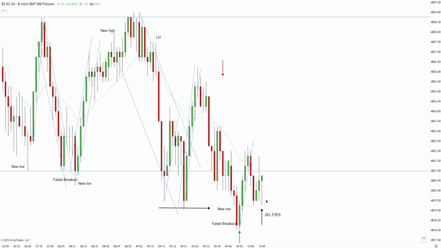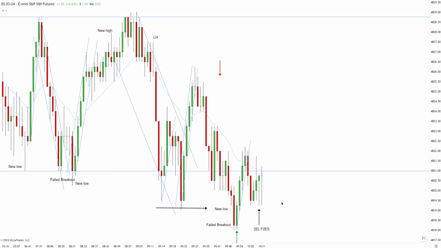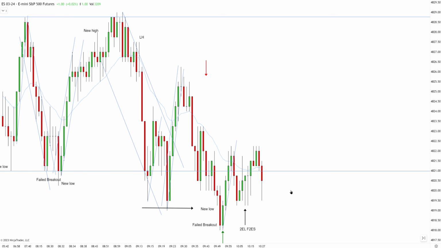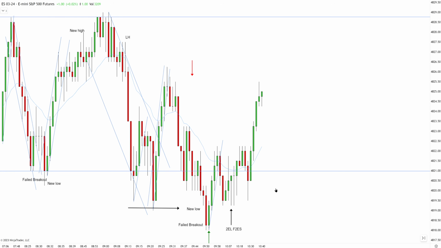Remember, when you're buying, your stop loss goes always one tick below the signal bar. It almost stopped you out, but because we keep our stop loss one tick below the signal bar, the trade would have survived and it would have ended up working higher.